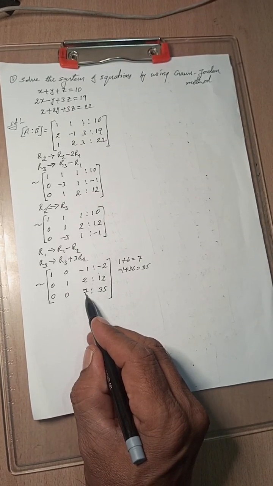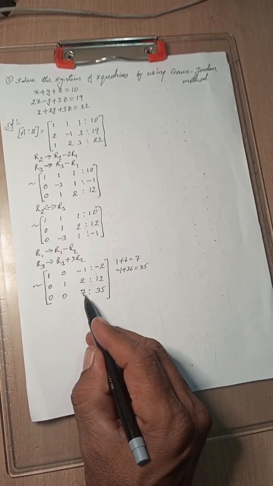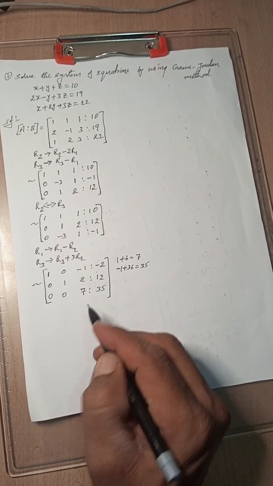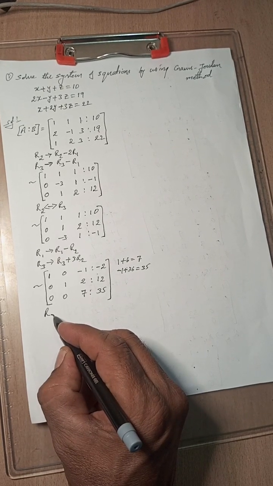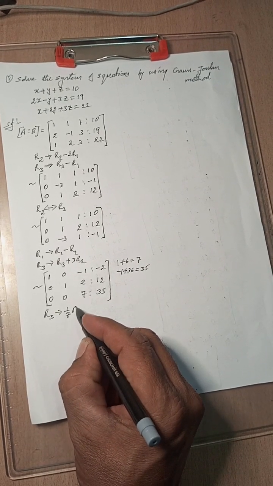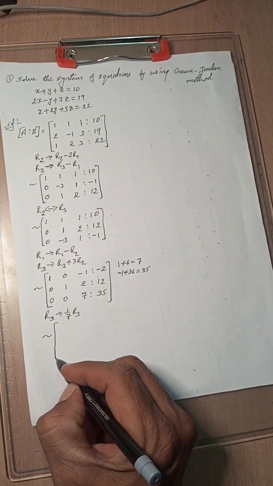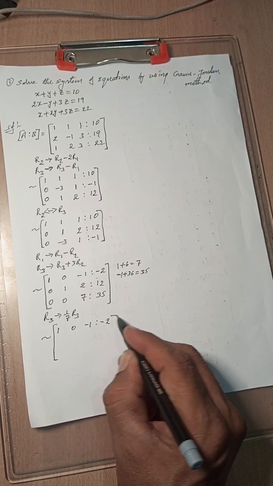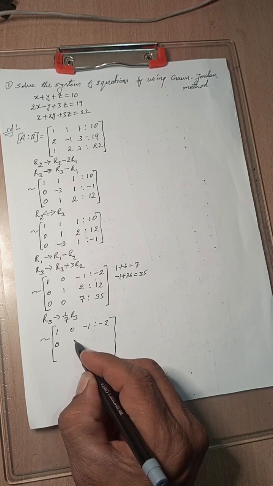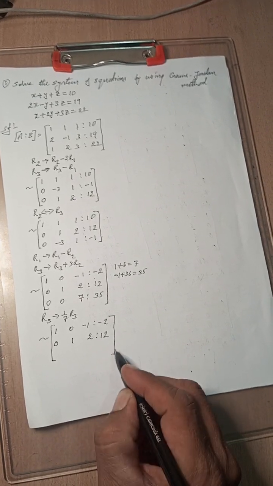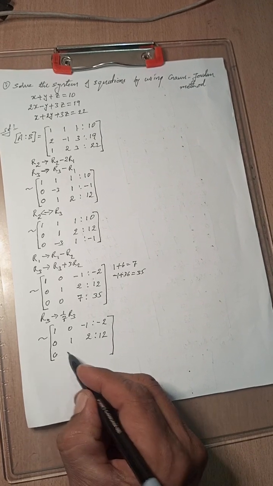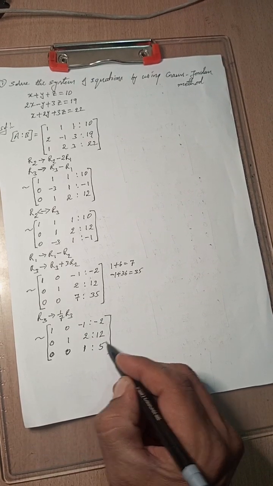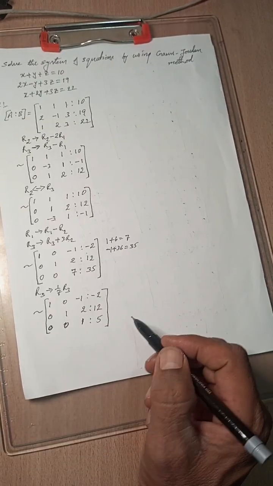Now this is the leading element of the third non-zero row. If we make this element 1, then it becomes easy for us to make the elements above it 0 in the column. For that operation I use R3 as 1 by 7 times R3. So the resulting matrix we get: 1, 0, minus 1 and minus 2. Second row 0, 1, 2 and 12. No change in the first and second rows. Third row only we change: 0, 0 and 1, and 35 by 7 is 5.